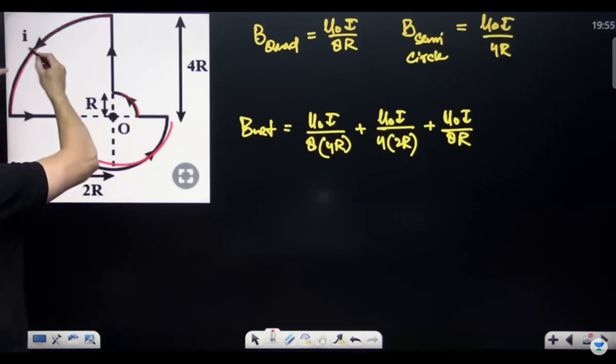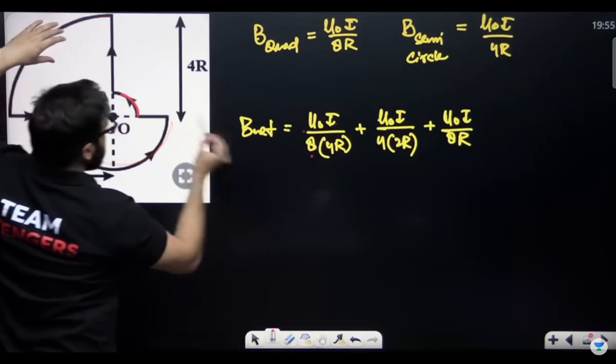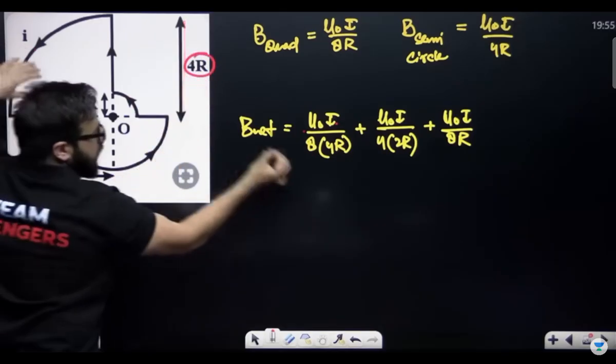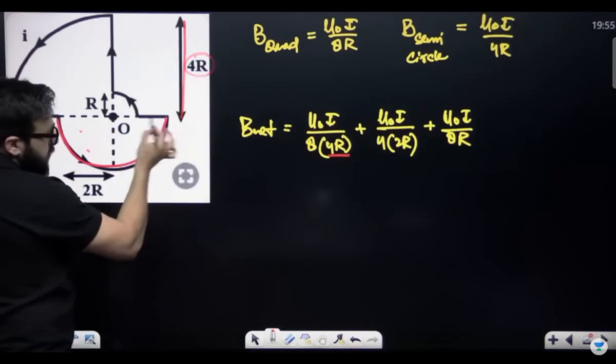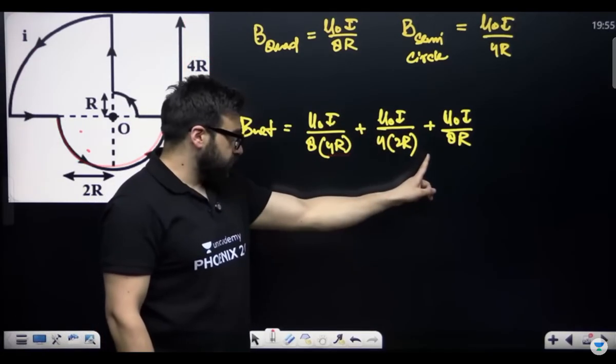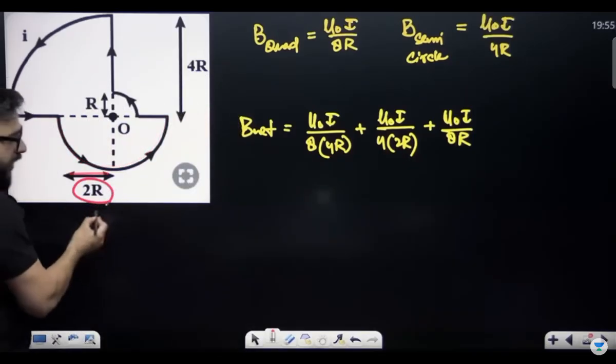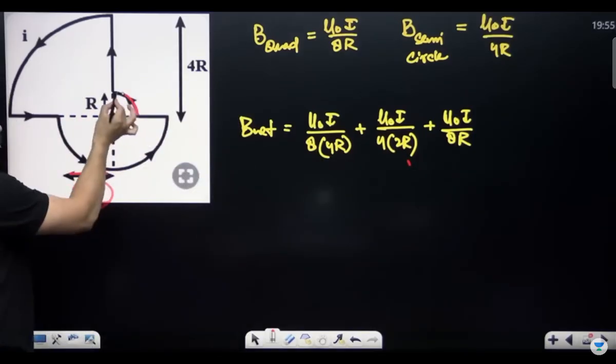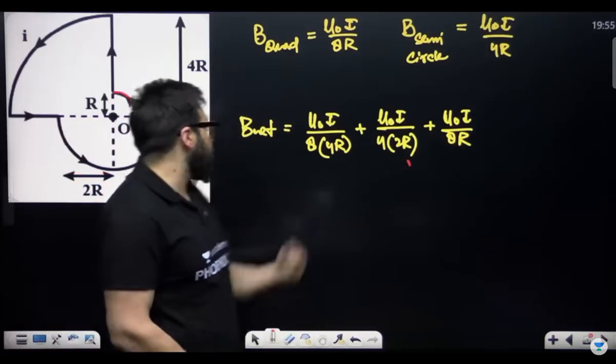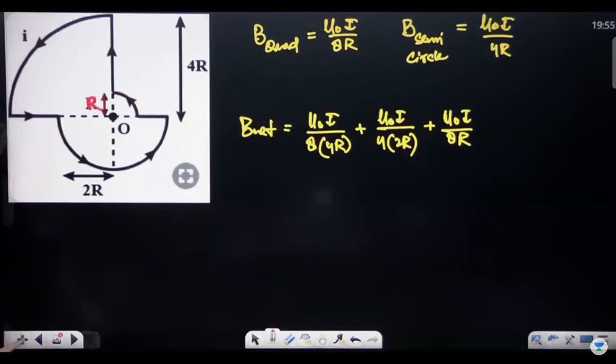Now guys, what is the magnetic field due to this? Mu naught I divided by 8r, but instead of r, I'll write its radius, that is 4r. What is the magnetic field due to this semicircle? Mu naught I divided by 4r, and instead of r, I'll write its radius, that is 2r. Then magnetic field due to this arc is mu naught I by 8r. Its radius is r only, that's why I'm writing r. I hope this is also clear.